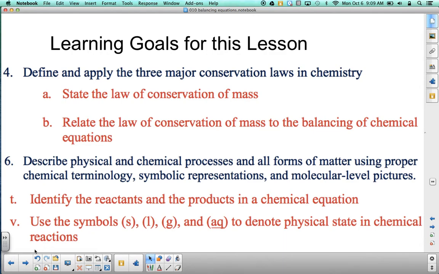The goal of this lesson comes from benchmarks 4 and 6. You should circle the learning goals in your yellow packet. Under benchmark number 4, you will learn to state the law of conservation of mass and to relate the law of conservation of mass to the balancing of chemical equations. Under benchmark number 6, you will learn to identify the reactants and products in a chemical reaction and use the symbols S, L, G, and AQ to denote physical states in chemical reactions.